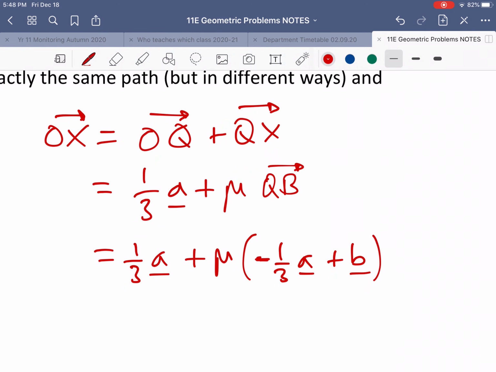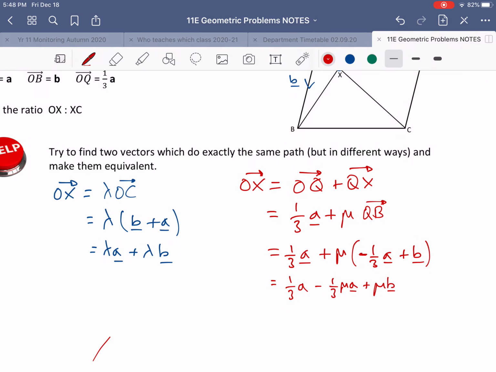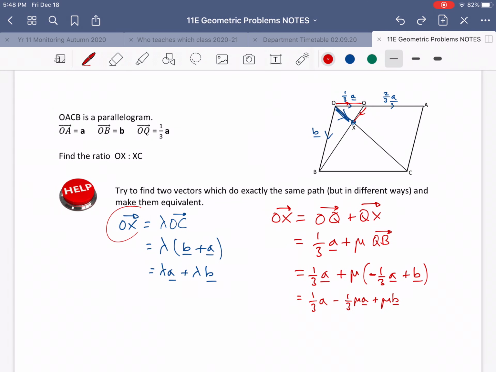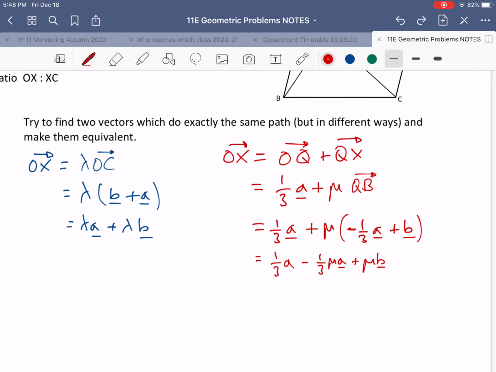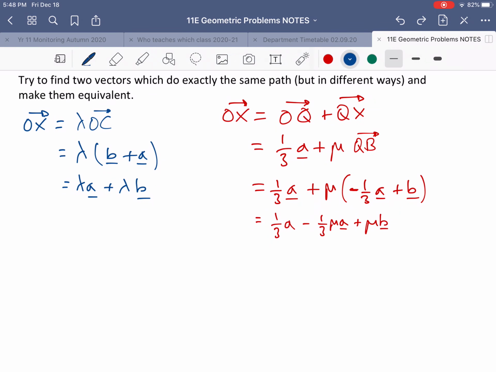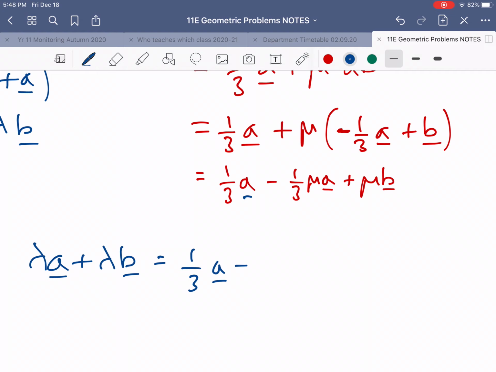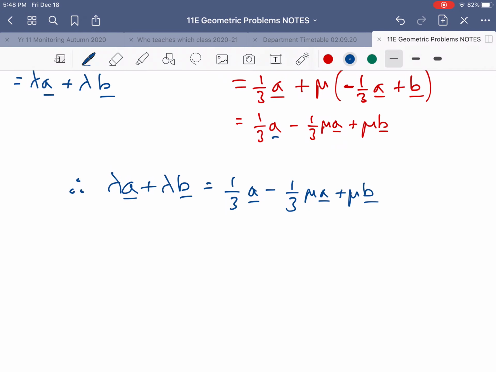Tidying this up, we have a third A minus a third mu A plus mu B. Now, because we now have two statements that are both O to X, I know that these two have to be equal to each other. So we have, therefore, lambda A plus lambda B has to be the same as a third of A minus a third mu A plus mu B. And because they're the same journey, it has to be the same number of A's.